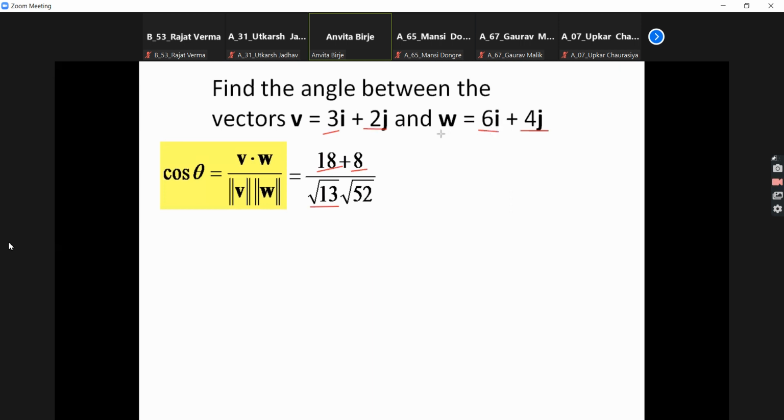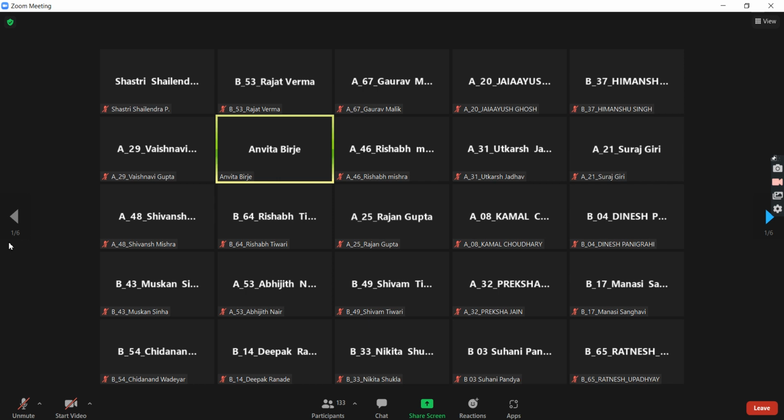And what will be the magnitude of w? 36 plus 16. Okay, so 36 plus 16 is 52. That is √52. So I can always calculate the cos theta here.